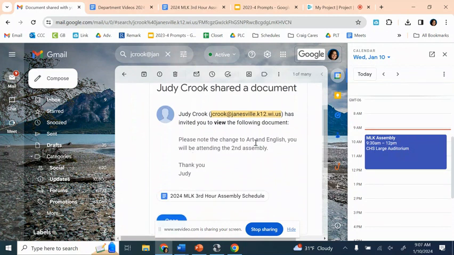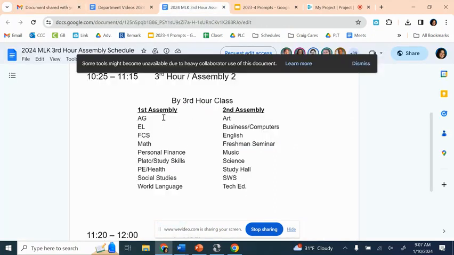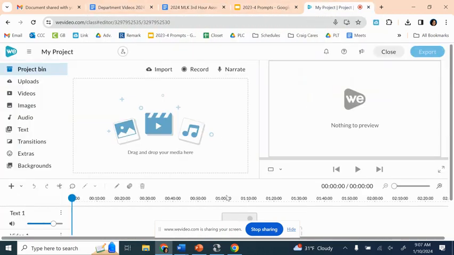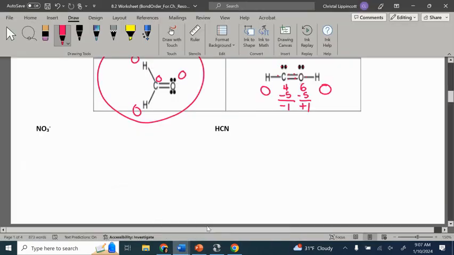Please note, art and English, you will be attending the second assembly. Okay, sorry. So you're going to class next, and then you're going to go to the assembly. Anybody else? Everybody's good? I believe world language is first assembly, right? Yes. So you're going to the assembly, and then you'll go to class. All right.